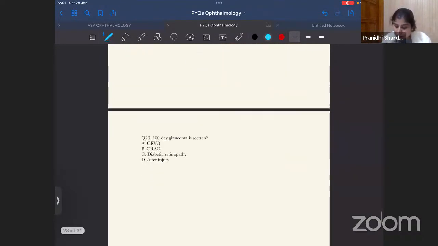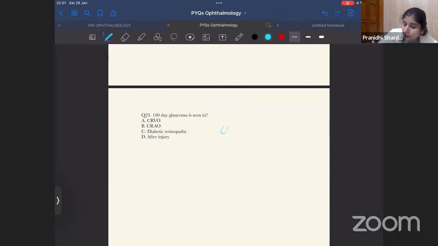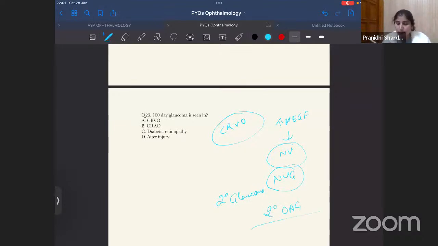Okay, third nerve palsy. 100-day glaucoma, very important. CRVO. What is happening in CRVO? There is so much hypoxia because of the hemorrhages. There is increase in VEGF, which causes neovascularization, which causes neovascular glaucoma, which is a type of secondary open angle glaucoma. 100-day glaucoma seen after 3 months.